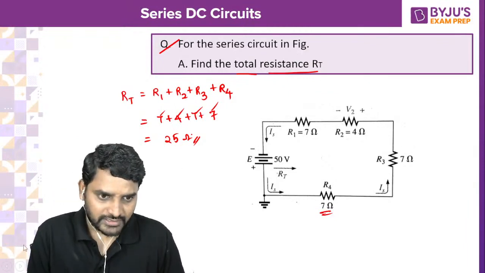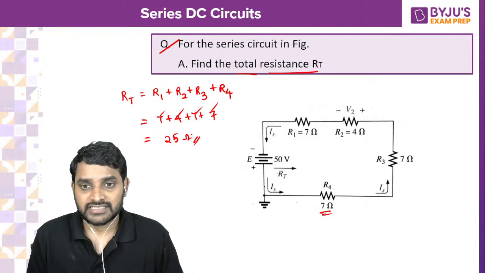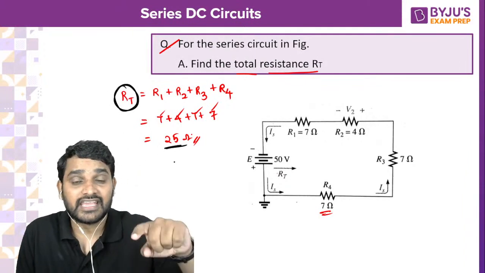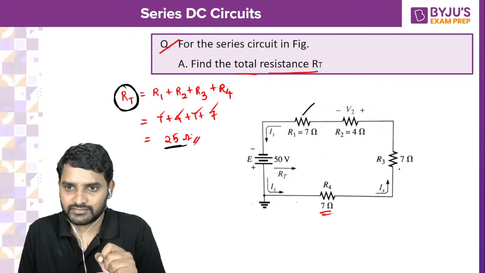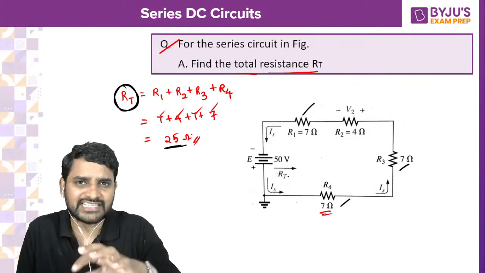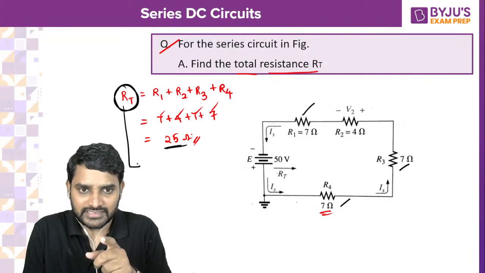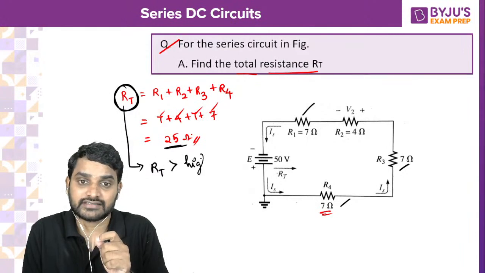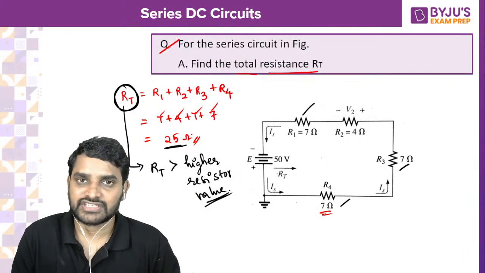Here the point is, when the elements are connected in series, the total resistance is going to be higher than the highest value in the connection. You see the highest value here is 7. So definitely the answer should be greater than 7, no doubt. The total resistance will always be greater than the highest resistor value. Okay, so this point you need to remember.